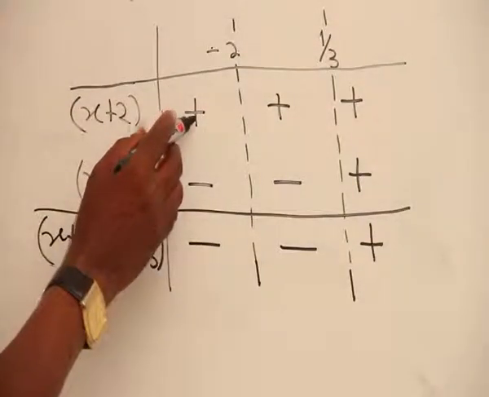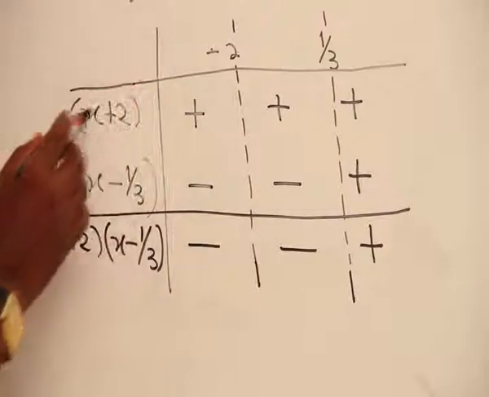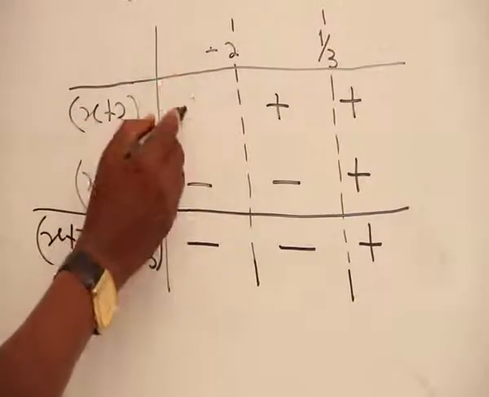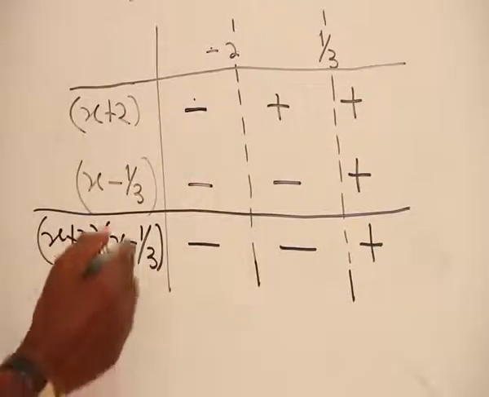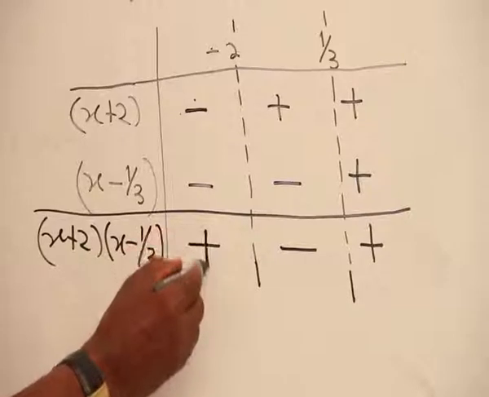Observe there's an error in this place. When we said minus 3 here, minus 3 plus 2 is minus 1. So the sign here will remain as minus. Therefore, if we find the product of minus and minus, this will be plus.